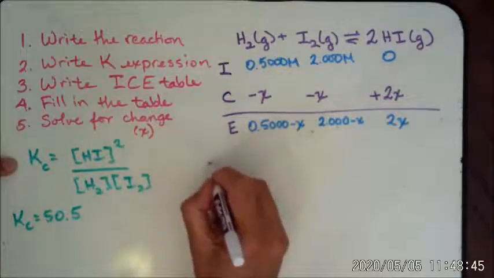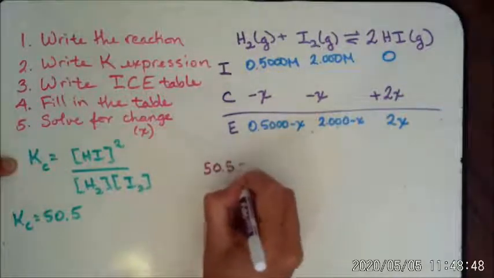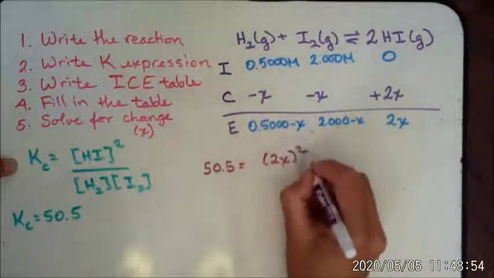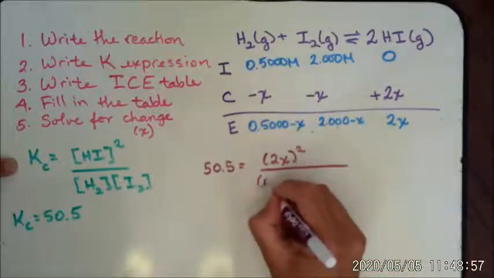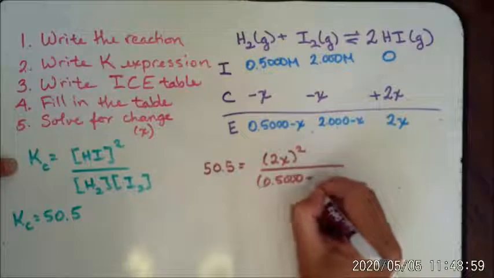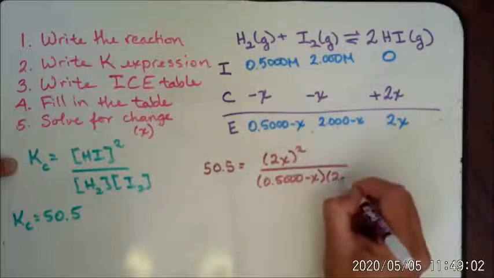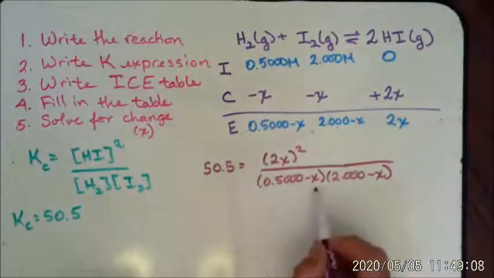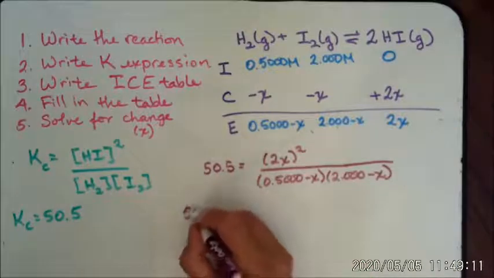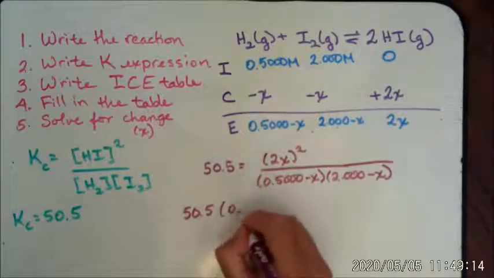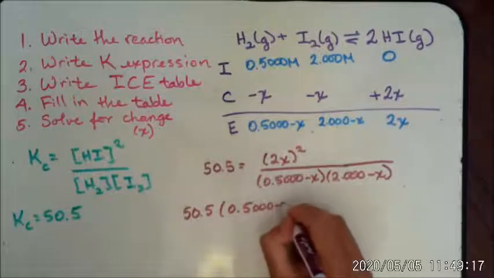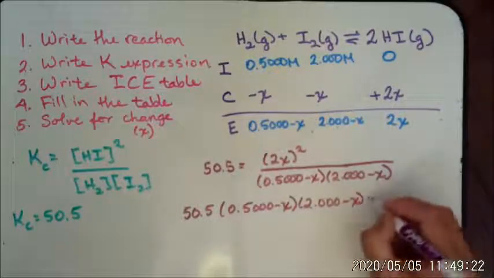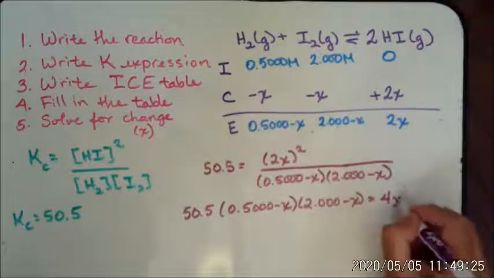So if we look at this, 50.5 is equal to (2x) squared divided by (0.5 minus x) and (2 minus x). Okay, so I'm going to multiply both sides by this. Okay, so what we have here is we're going to have to solve the quadratic equation, and that's 4x squared.